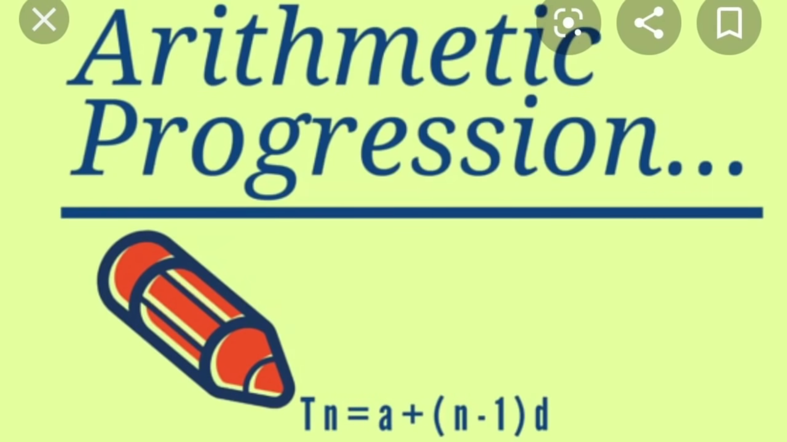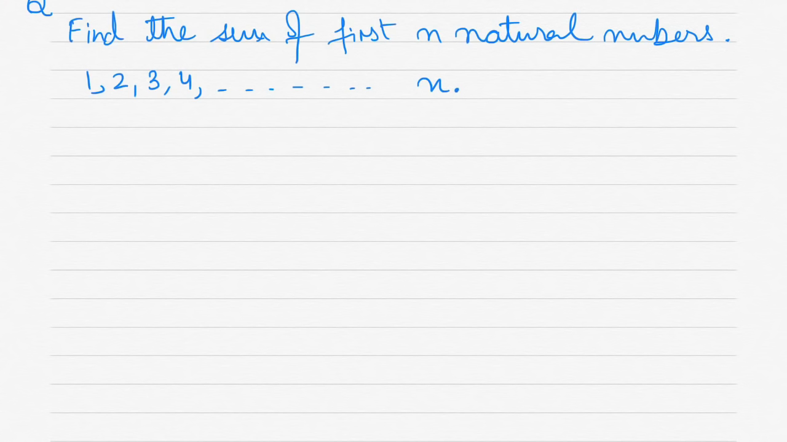Today we will discuss how to derive the formula for the sum of first n terms of an AP and how to use this formula in relevant questions. Find the sum of first n natural numbers. First n natural numbers are 1, 2, 3, 4 up to n.